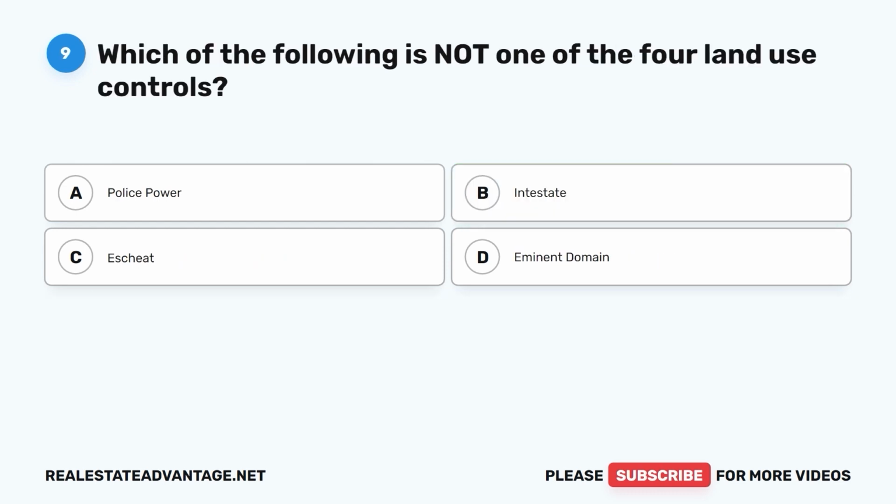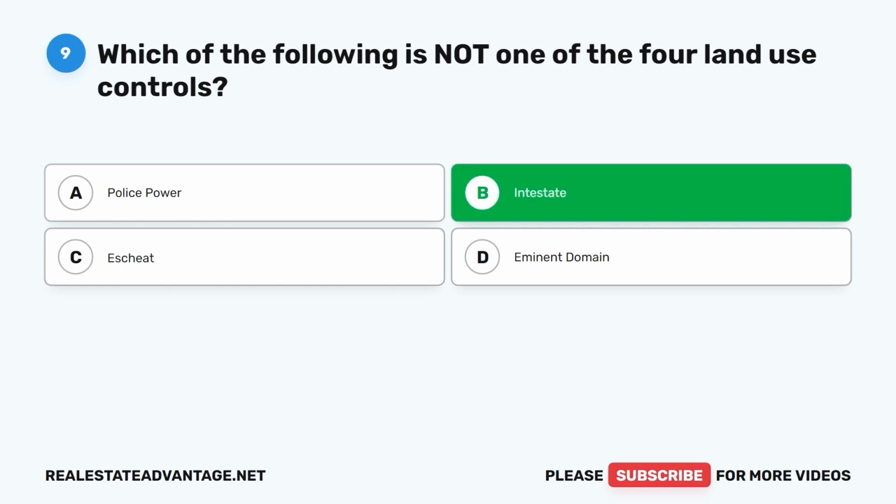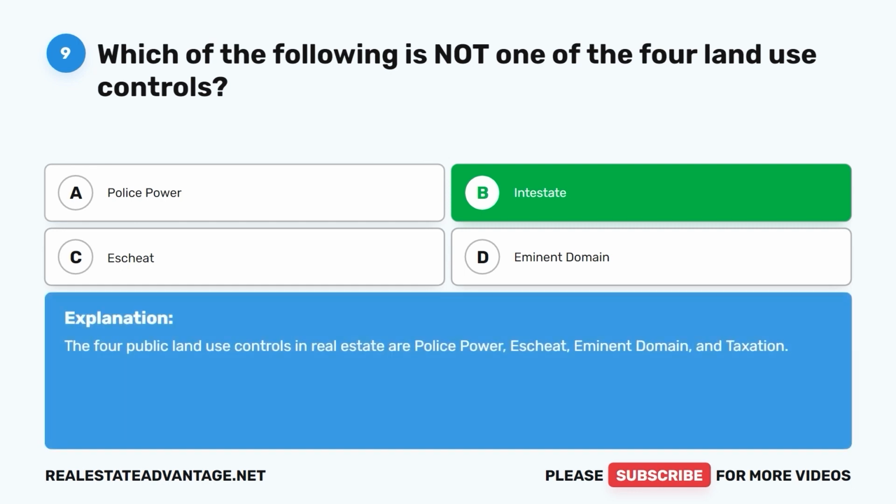Question 9. Which of the following is not one of the 4 land use controls? A. Police power, B. Intestate, C. Escheat, D. Eminent domain. The correct answer is B. Intestate. The 4 public land use controls in real estate are police power, escheat, eminent domain, and taxation.